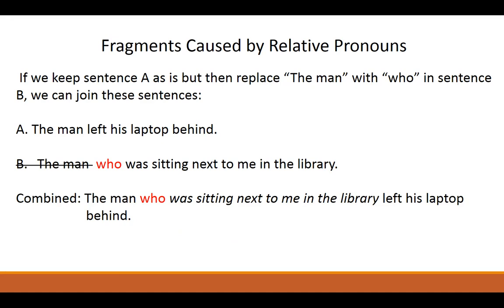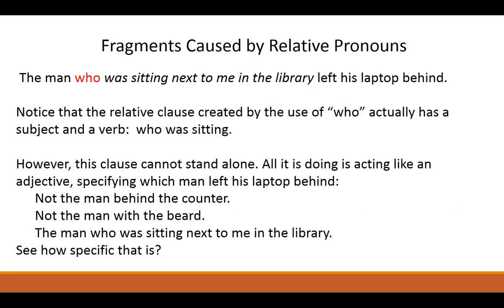So here I have that second sentence B being relegated to a relative clause, which cannot stand by itself. It needs the other sentence for it to make any sense at all, because the main idea is the man left his laptop. Which man? The man who was sitting next to me. So that whole relative clause is just a big adjective. It's all it is. It's saying which man, specifying the man, right? So it's not saying the man who left it, not the man behind the counter, not the man with the beard, but the man who was sitting next to me in the library. So you see how specific that is.